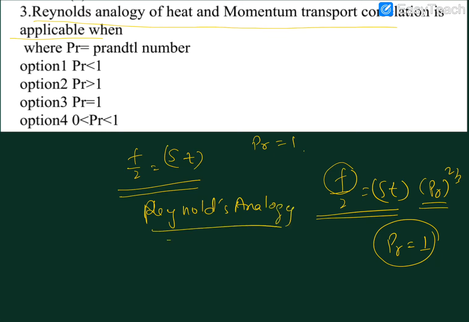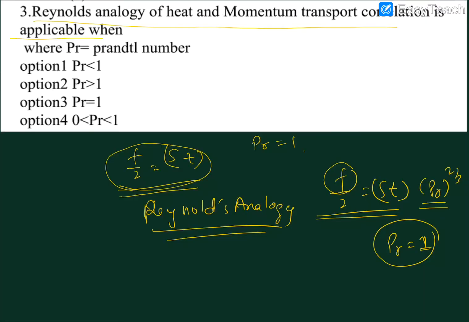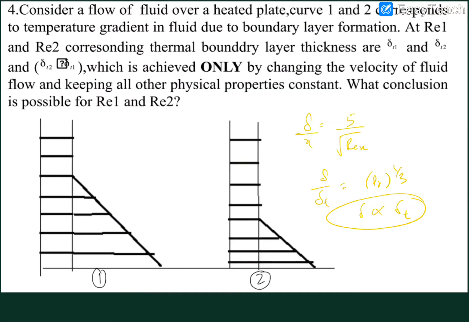It is very simple: whenever Prandtl number is equal to 1, this term will go equal to 1, and this will simply become f by 2 is equal to Stanton number, and this is called Reynolds analogy. So this is option number 3: when Prandtl number is equal to 1, this Reynolds analogy of heat and mass transport is applicable. Now here is a very nice question for you.